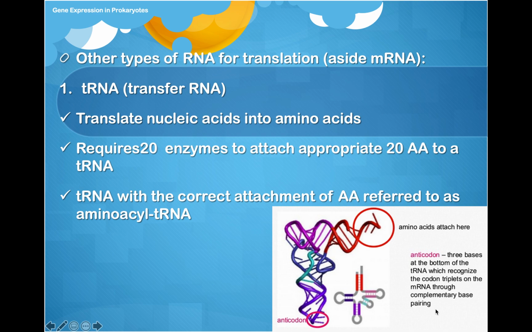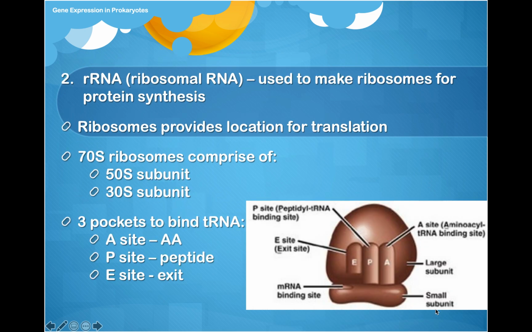The first one is tRNA, or transfer RNA, which is crucial to translate nucleic acid into amino acid, because it requires 20 enzymes to attach the appropriate 20 amino acids to a tRNA. The tRNA with the correct amino acid attached is referred to as aminoacyl tRNA, which brings it to the strand of polypeptide of protein that's going to be translated.